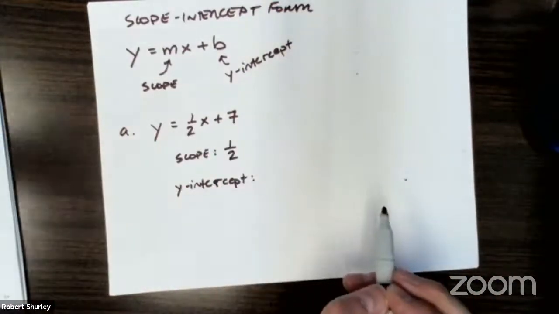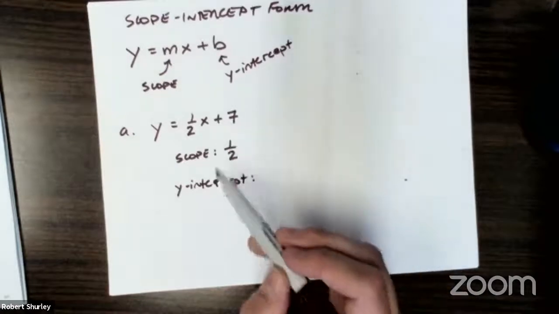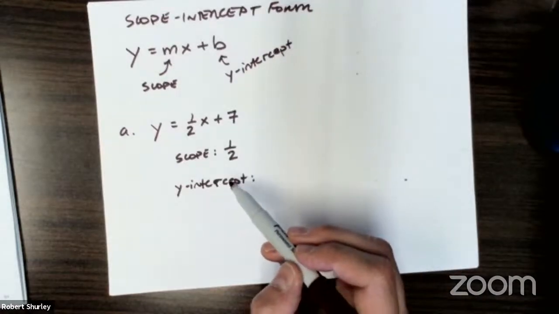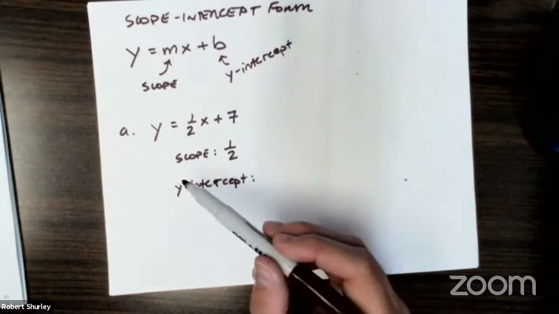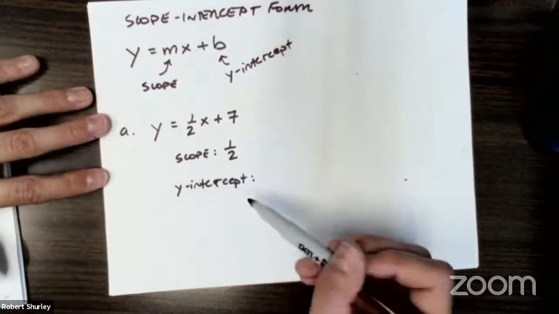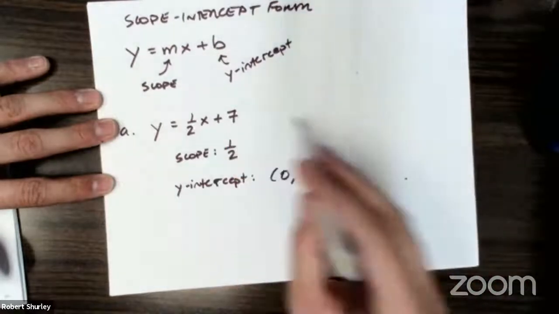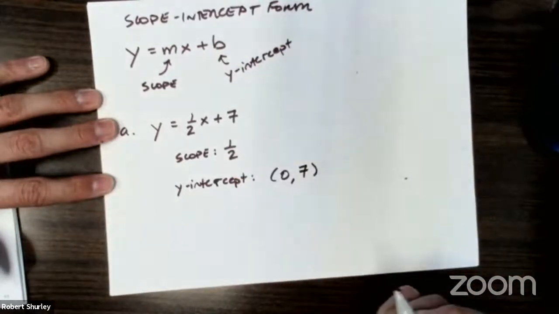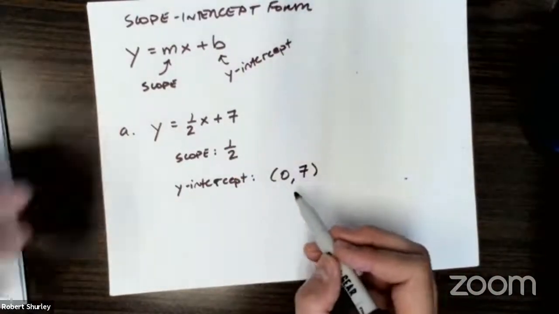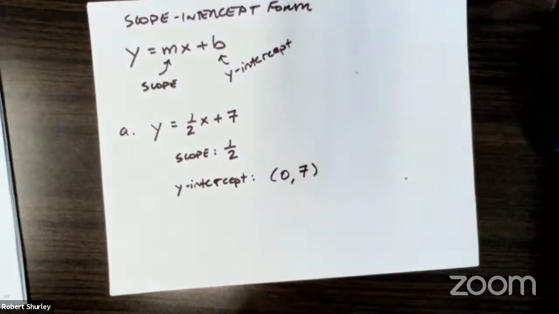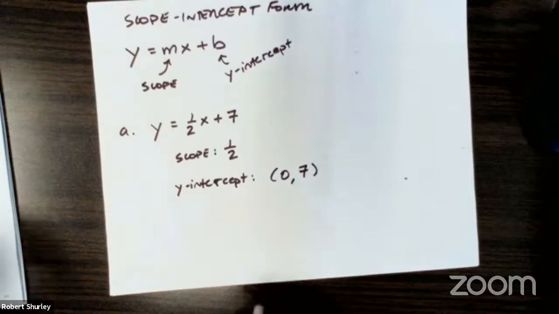The y-intercept, now look, I'm a stickler about this. The y-intercept is a coordinate. And remember from 3.1, if we're going to write a coordinate for the y-intercept, the x value is always 0. And the y value is actually whatever that b is. Okay, so the y-intercept turns out to be (0, 7). Pretty cool. Okay, pretty neat.